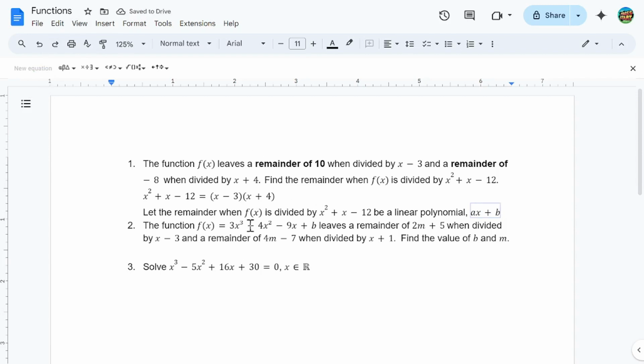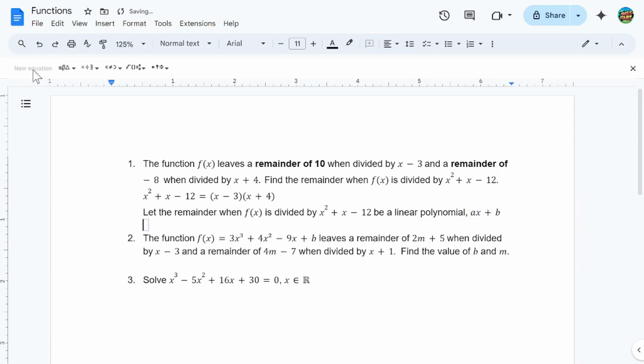This is because when any polynomial where x is of any power is divided by a quadratic expression where x is power of 2, it will always give you a linear polynomial, as any x with powers of 2 or above will be easily divided out. So what's left is x to the power of 1 and x to the power of 0, which is ax plus b.